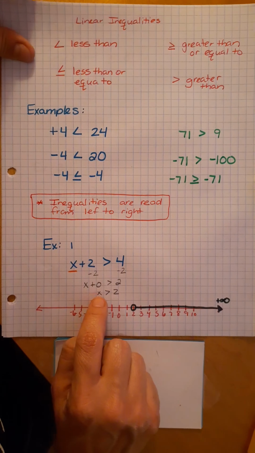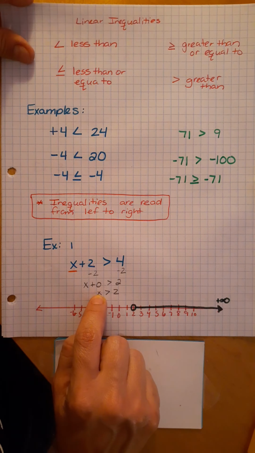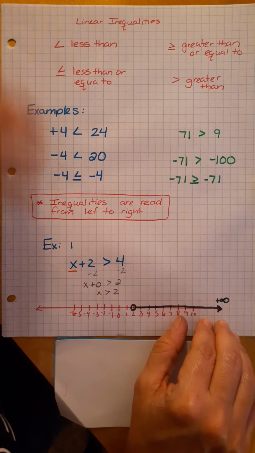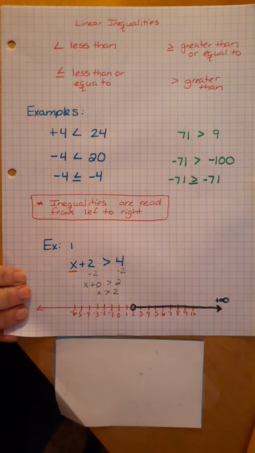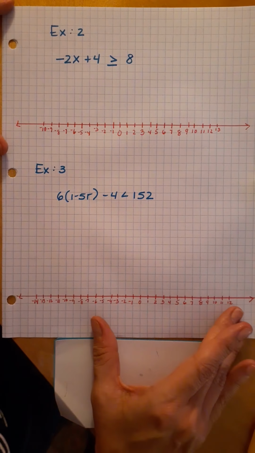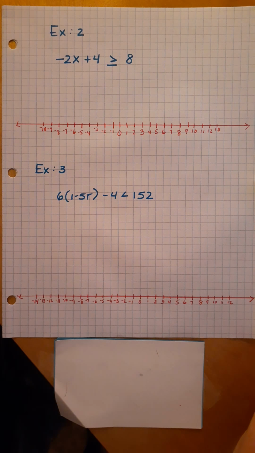All those numbers will give me a true statement. Whatever number, positive 4,000 is greater than 2. They all work. Let's do another example here now. I'm going to move this over. A little more complicated, right? This is a 2-step inequality.